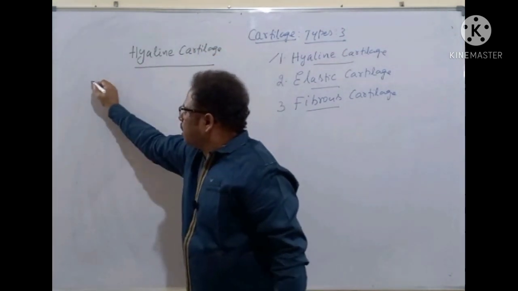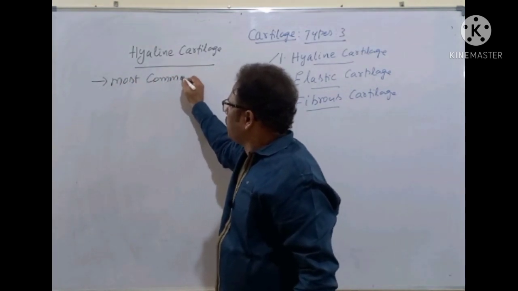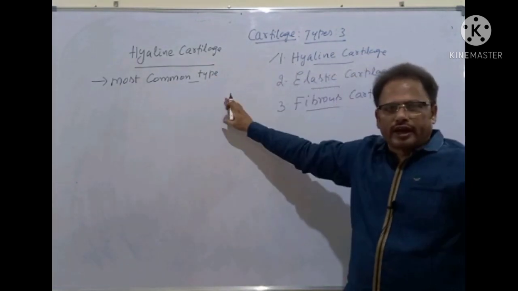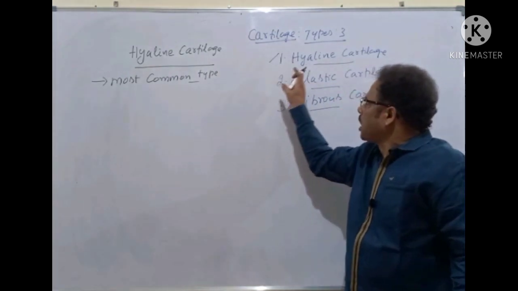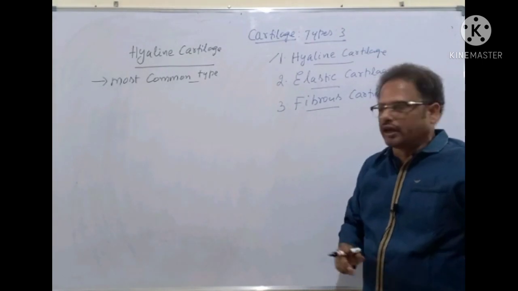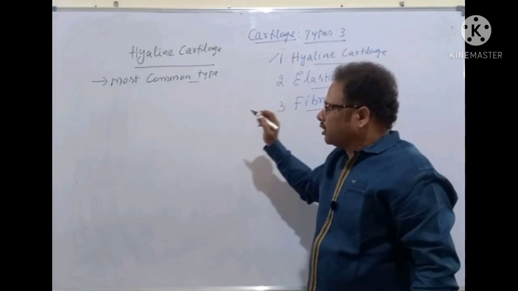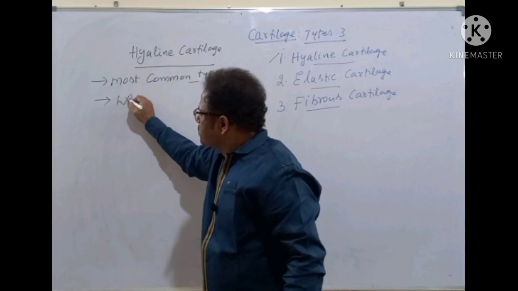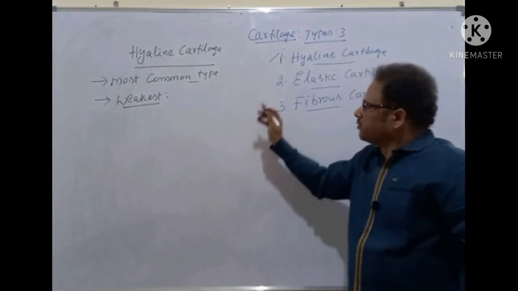Hyaline cartilage is the most common type of cartilage. What's meant by most common type? That is, more examples can be provided from it, so it is the widely distributed cartilage in the human body, the most common of all three types. Extensive one. Next, it is the weakest type of cartilage. Of all three, which is the weakest one?